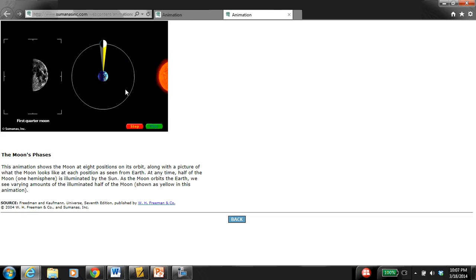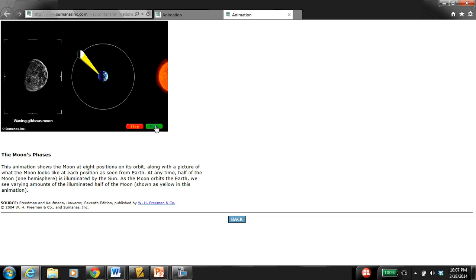As the moon continues to move, you notice that half of it is still lit by the sun, because this is the half of the moon that is still facing the sun. Now from Earth, we're at a different angle. Now we can see half of the moon. This is called a first quarter moon.